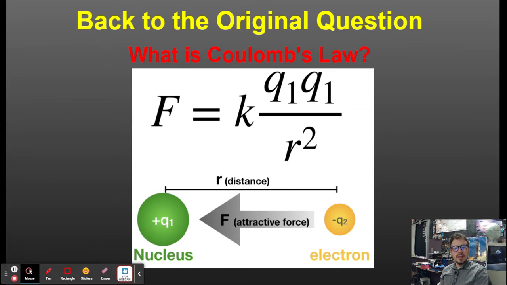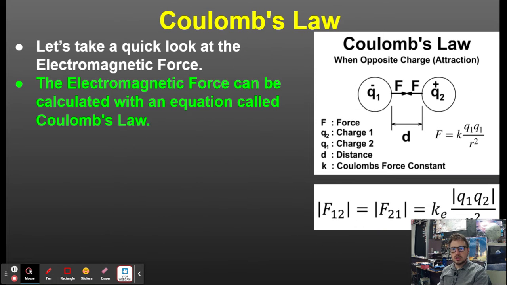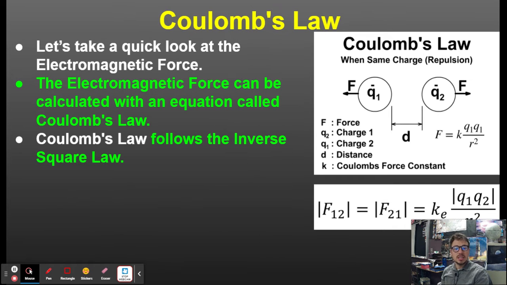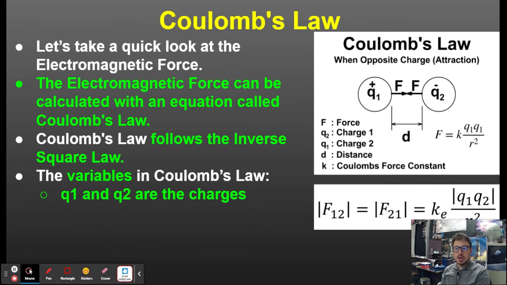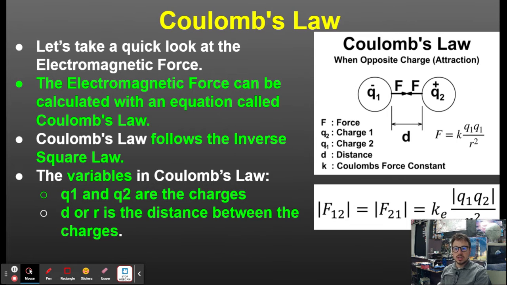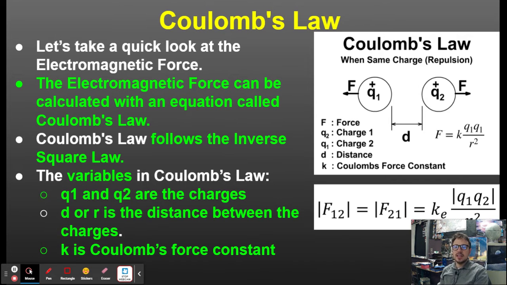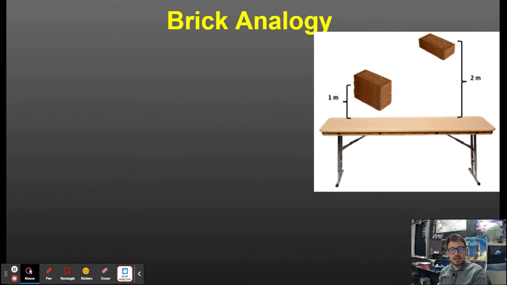So now let's answer this question: what is Coulomb's law? So the electromagnetic force can be calculated with an equation called Coulomb's law. Now notice it follows the inverse square law, and Q1 and Q2 in that are going to be the charges. D or R, so it can be written both ways, D for distance, R for radius, is the distance between charges. K is Coulomb's force constant. So that's the equation. That's how we calculate that.